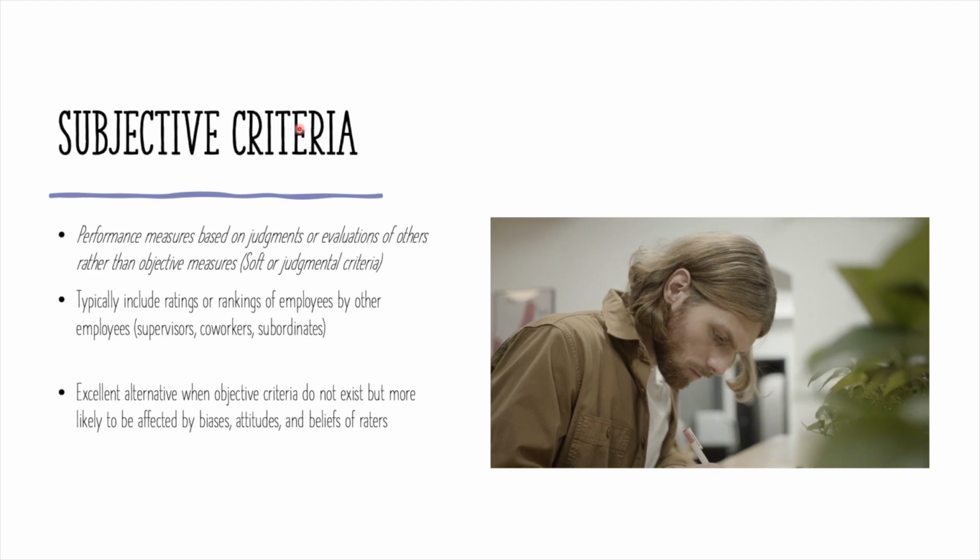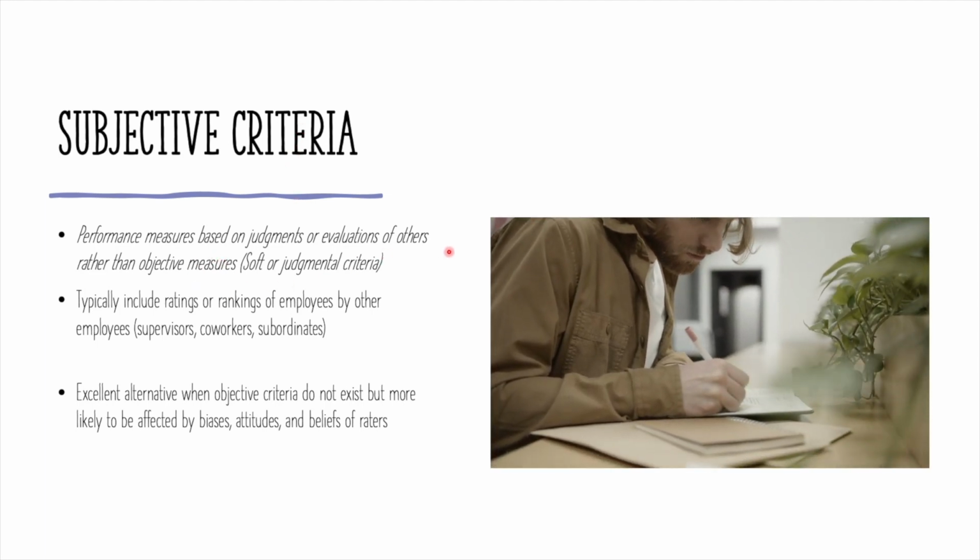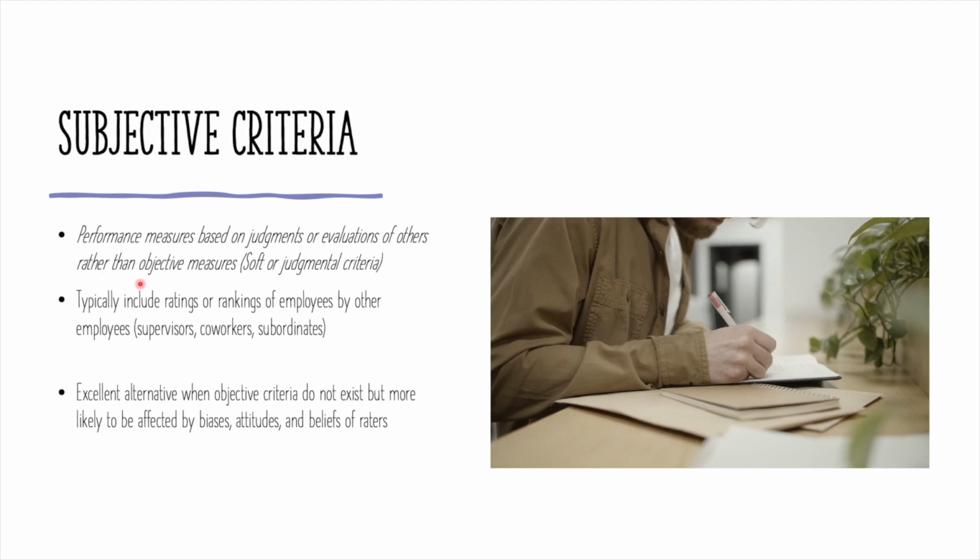So subjective criteria are a little bit different, right? It's performance measures based on judgments or evaluations of others rather than objective measures. So what this, I don't know, short video guy was doing was making ratings on people. Typically include ratings or rankings of employees by other employees, supervisors, coworkers, and subordinates. And this is an excellent alternative when objective criteria do not exist, but more likely to be affected by biases, attitudes, beliefs of the rater. And again, we'll get into these biases next class because they're super important.